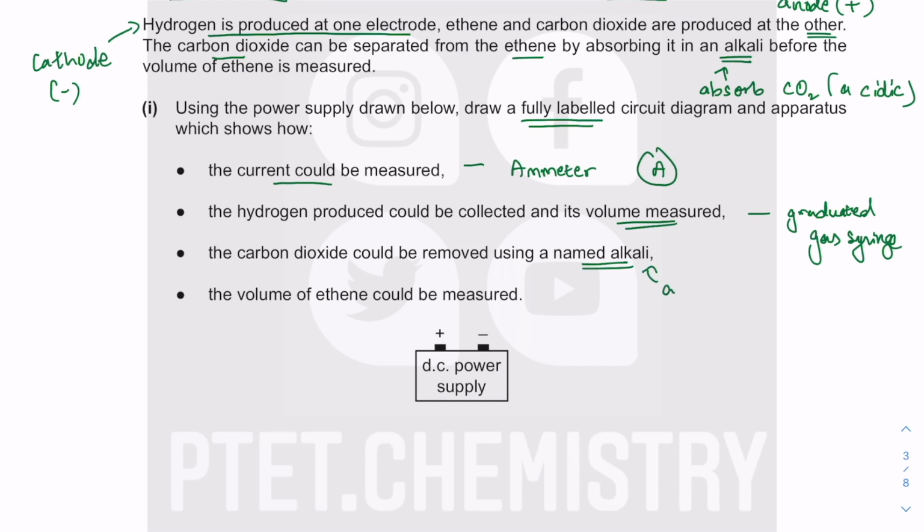I could use aqueous NaOH. Do I want to use aqueous? Yeah, aqueous NaOH would be fine, I guess, because the water itself wouldn't give you the gas. I could also pass it through solid NaOH, which would be no problem, except that a solid reacting with a gas would be slower than a solution with a gas. If I bubble the gas into the solution, there will be a much faster reaction. The volume of ethene could be measured, again, with a graduated gas syringe.